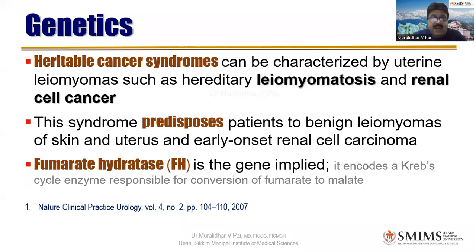Fumarate hydratase is the gene implicated. Please remember that, okay? It encodes a Krebs cycle enzyme responsible for conversion of fumarate to malate. I'm just reading this out. I don't intend for you to remember this.